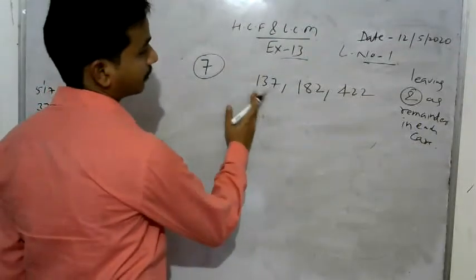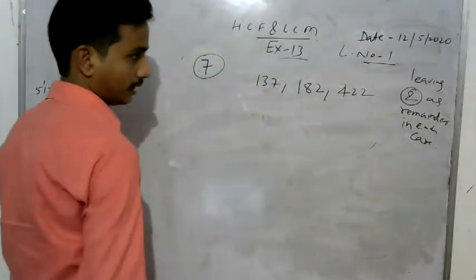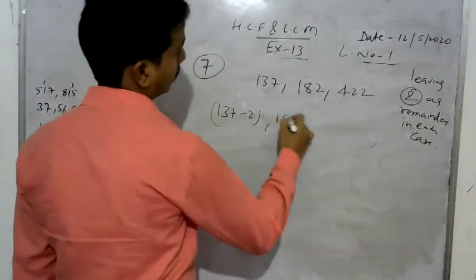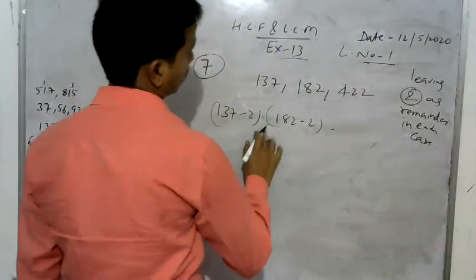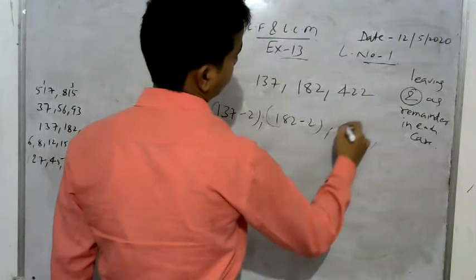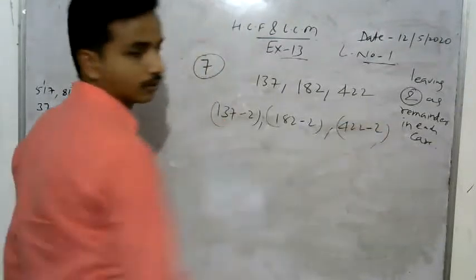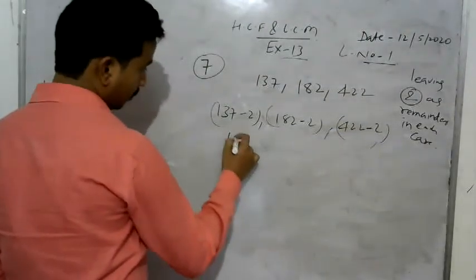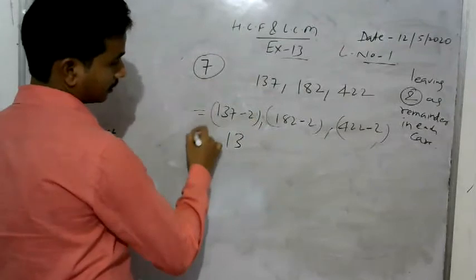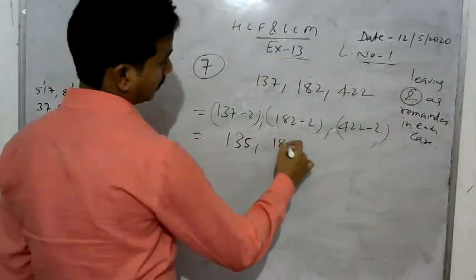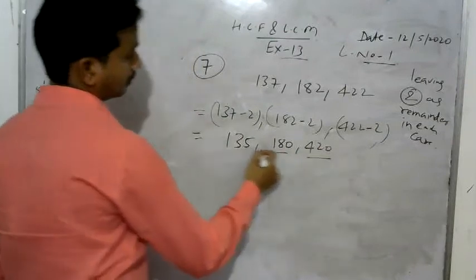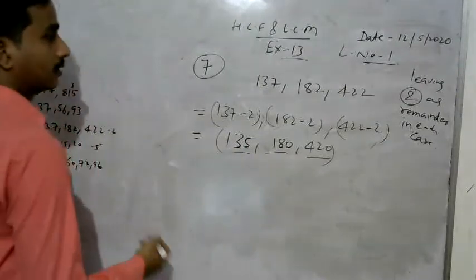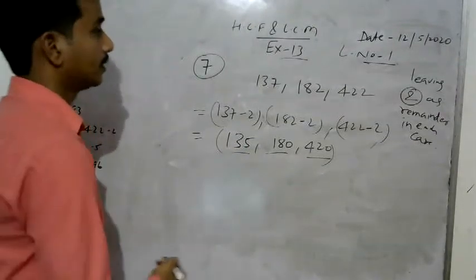So you have to first subtract 2 from every number and then find the HCF. 137 minus 2, 182 minus 2, okay, and 422 minus 2, okay. So what are you getting here? 137 minus 2 is 135, 180 and 420. So find the HCF of all these three numbers and it will be the final answer.